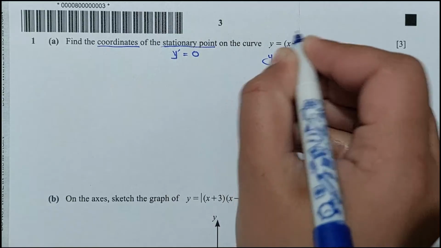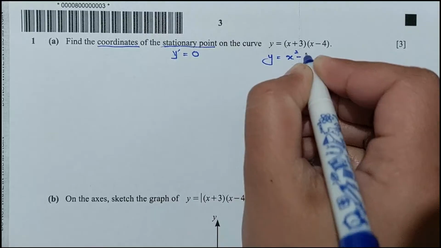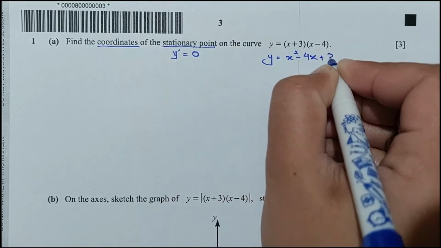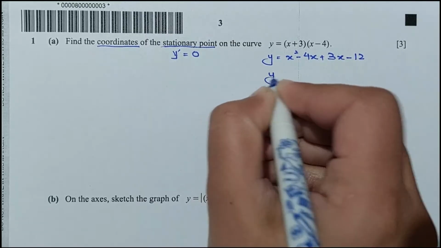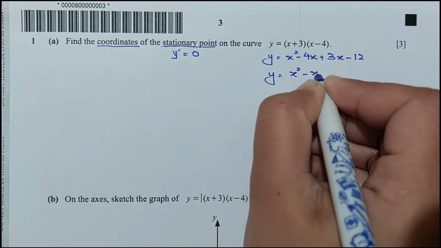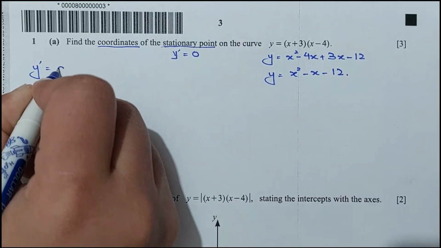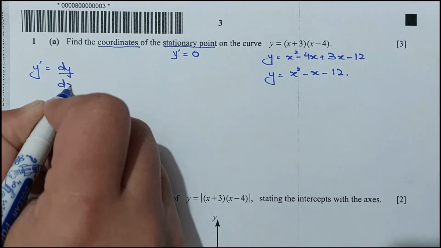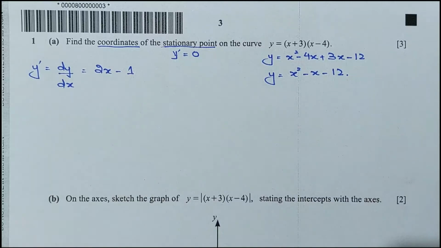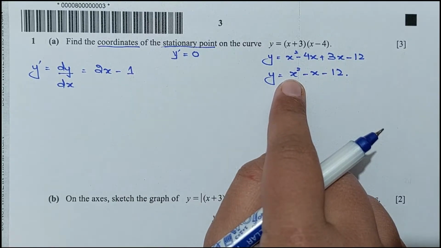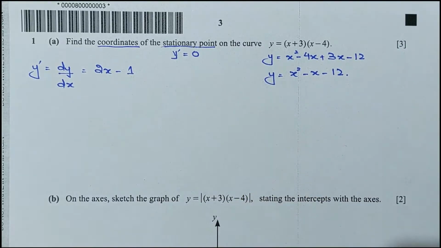We can say this is x square, x times x, times minus 4x plus 3 times x, and minus 3 times 4 is 12. So y is x square minus x minus 12. This is my function y. Let me solve for y prime, which is dy over dx, the derivative of y with respect to x. So 2x minus 1. The x square derivative is 2x, the x derivative is 1, so it's minus 1, and the derivative of minus 12 is 0.